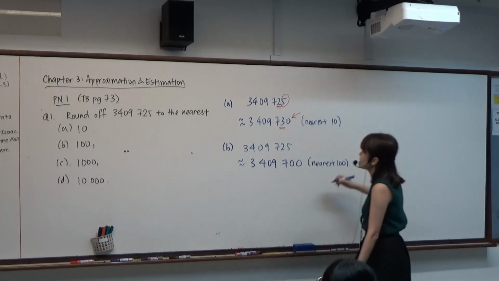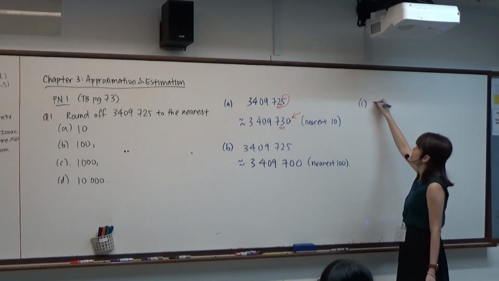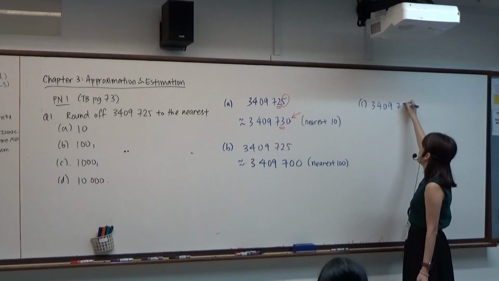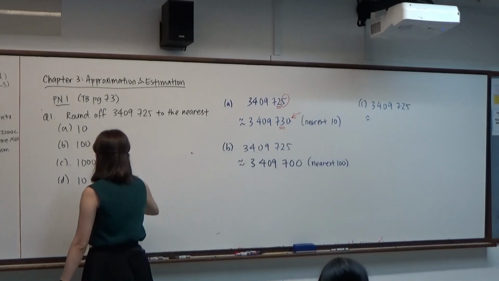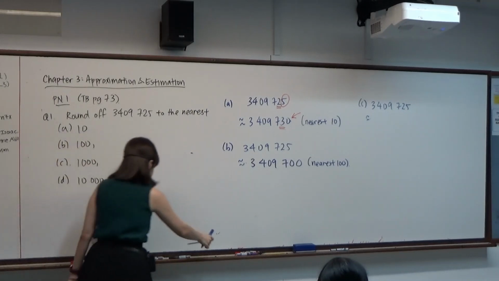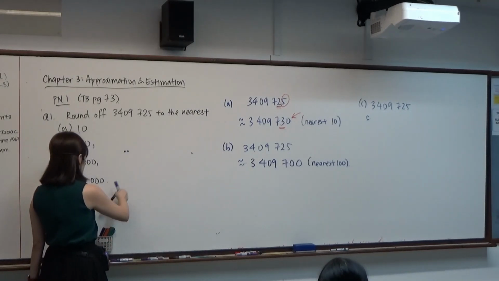Okay, and then part C. With this number, how do we round it off to the nearest 1,000? Next person. Isan is not here. Kate.